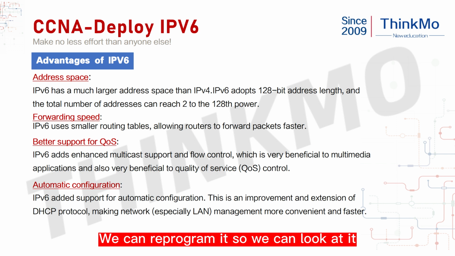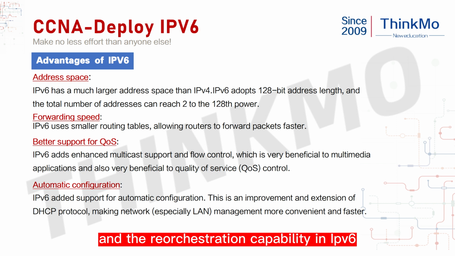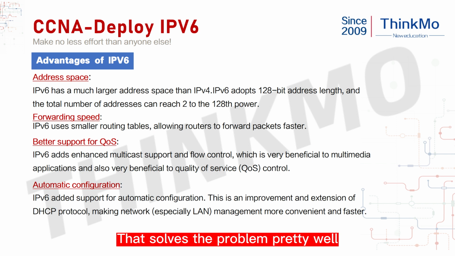We can also readdress. Let's say two devices are transmitting data and we need to change the address. In an IPv4 environment, this is difficult. Services may be interrupted. And the readdressing capability in IPv6 solves the problem pretty well.